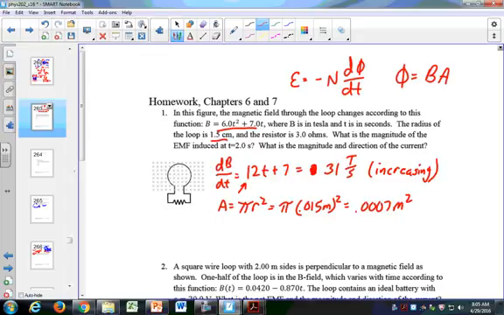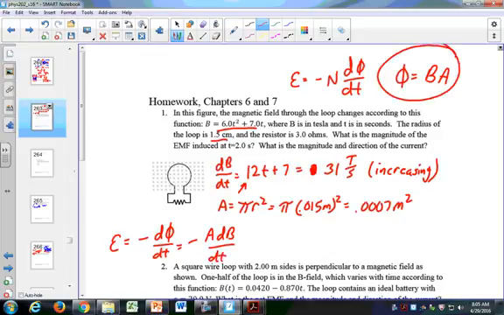Now, I find E. N is equal to 1, so I'm just going to leave it off. It is the negative of d phi dt. That's going to be the negative of A dB, that is my flux, divided by dt. All right, and I work this out and I get 0.022 volts.